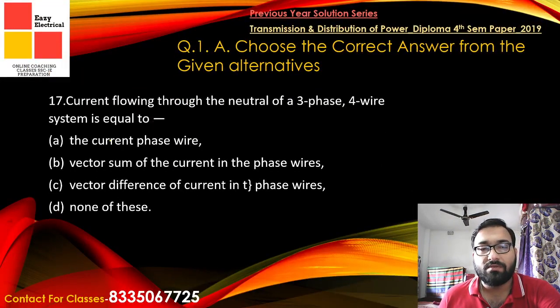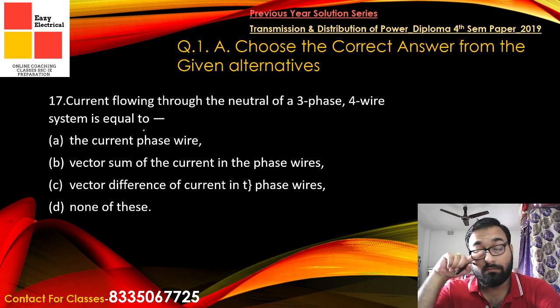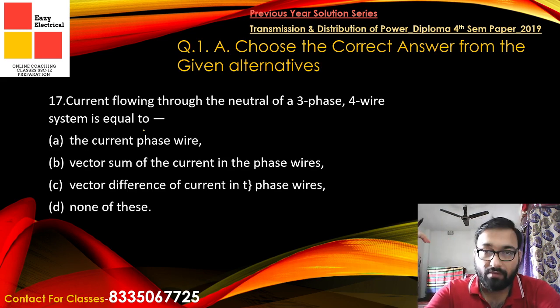Now coming to the next question, the current flowing through the neutral of a three-phase 4-wire system is equal to. We all know that whatever current for a single phase system we are supplying is returned back through the neutral. But in case of a three-phase 4-wire system, we have to keep in mind that what is happening is the vector sum of the currents in the phases of the wires is coming back.